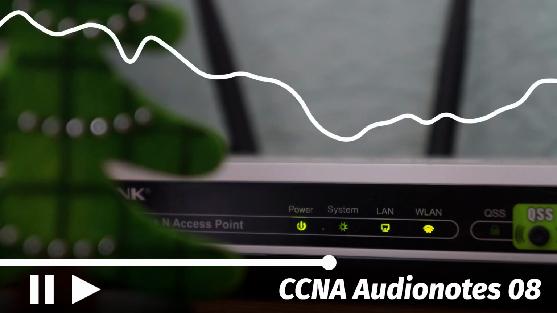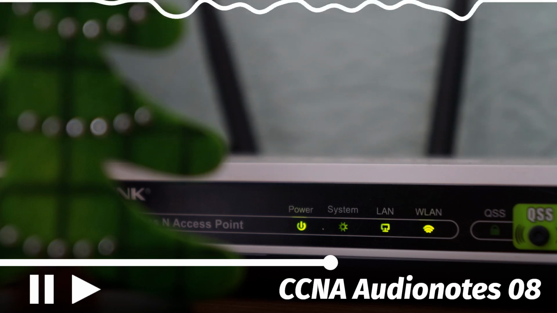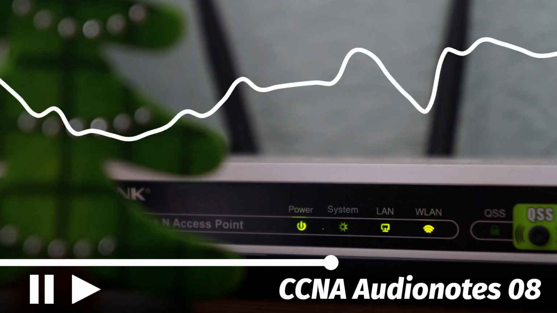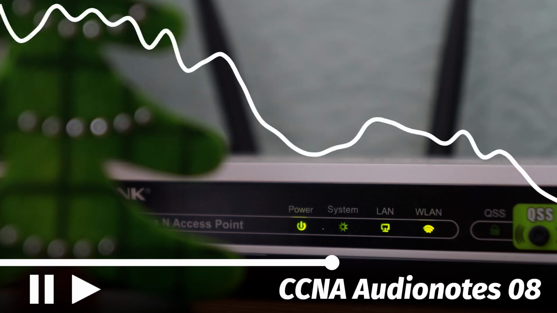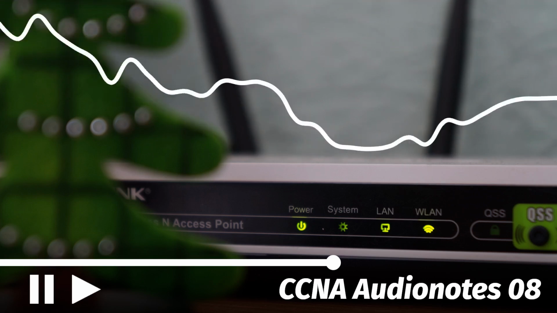The direction may be inbound to a router or outbound from a router. Just configuring an access list does not mean that it will block the packets. We have to apply it on a per-interface basis.